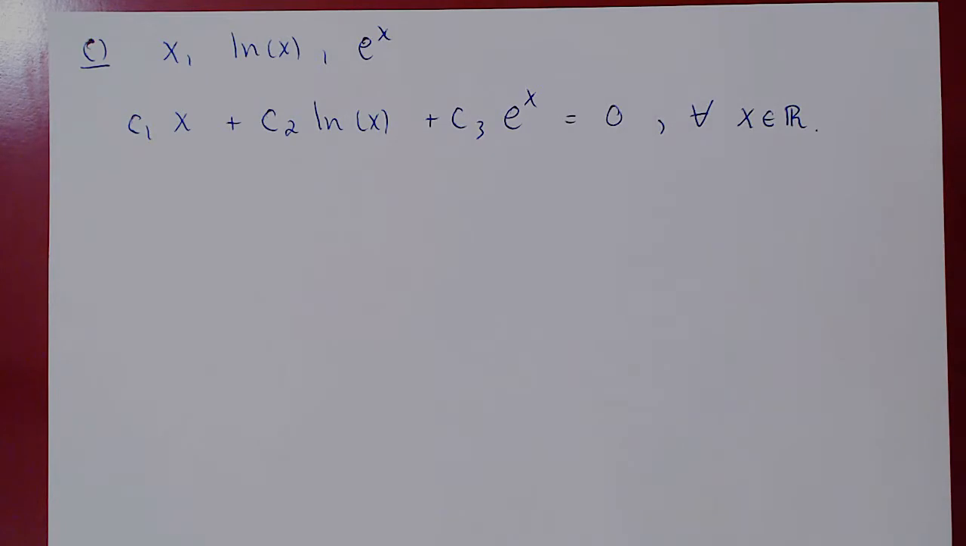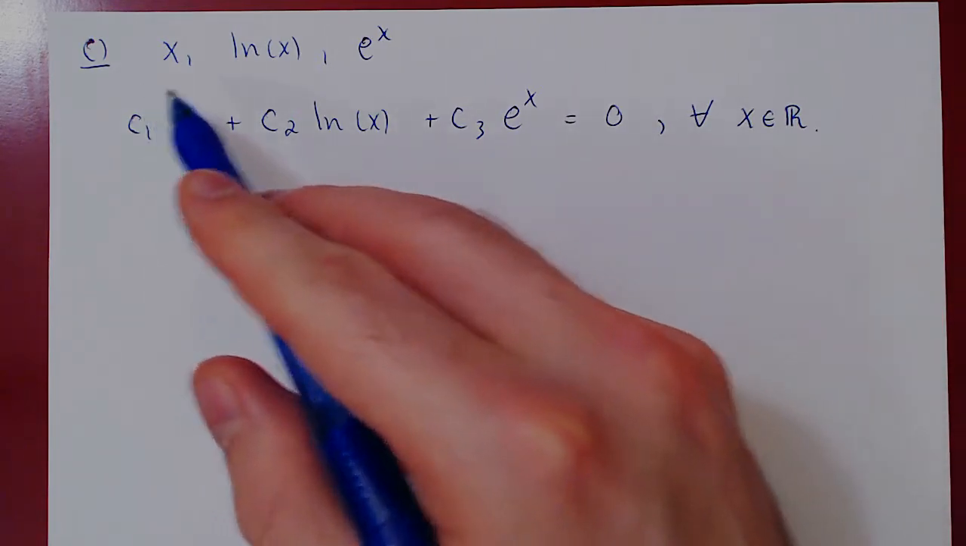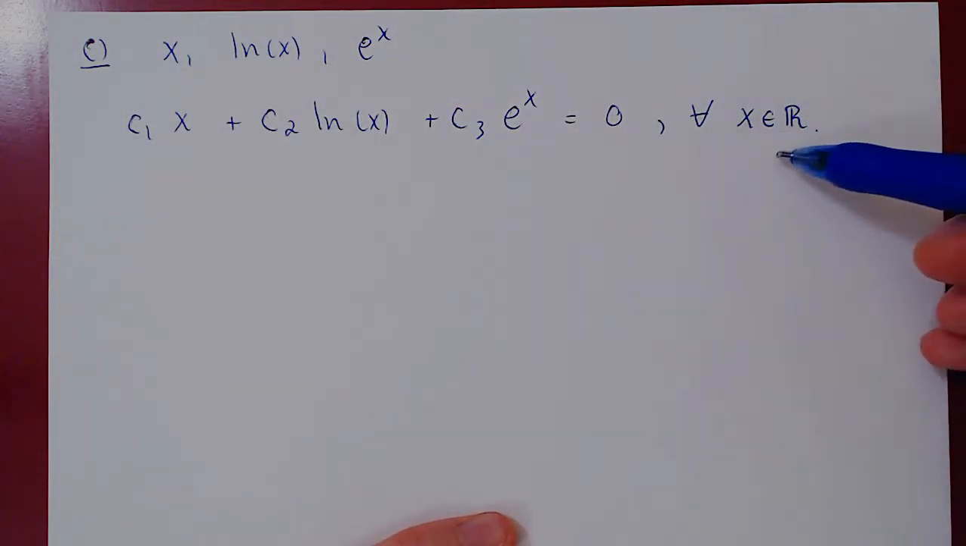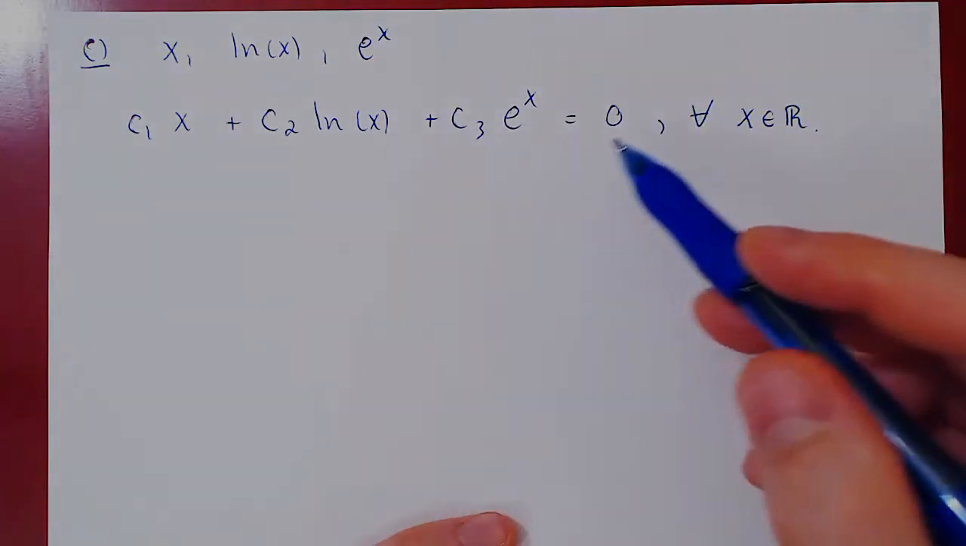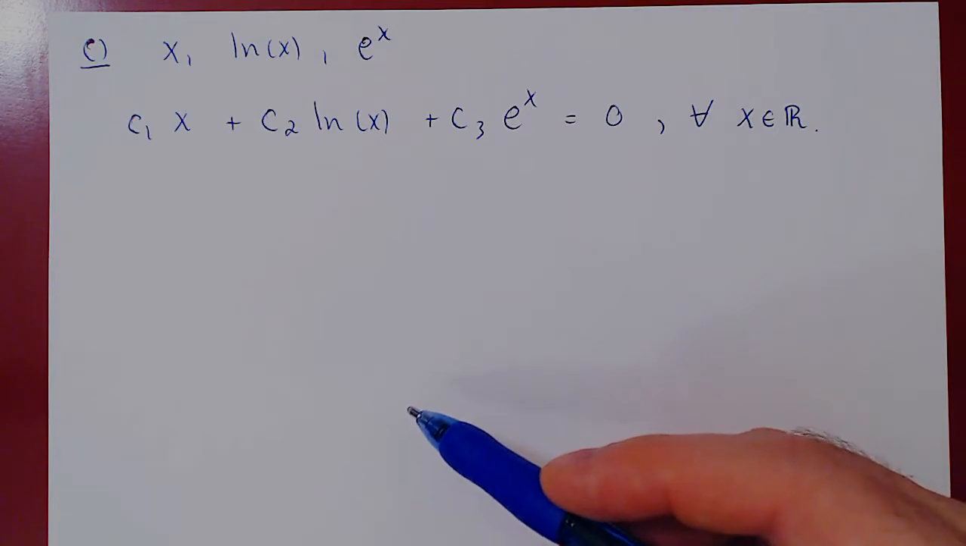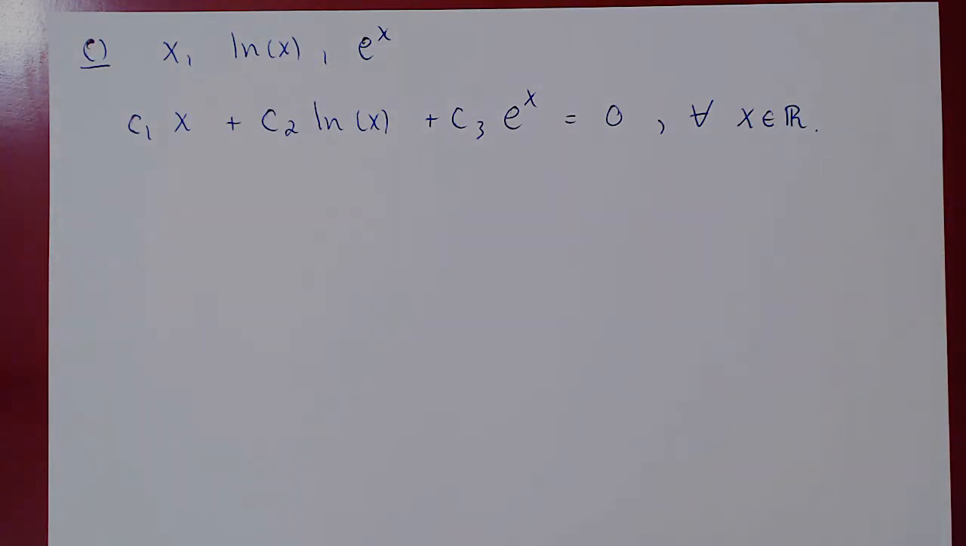Another question is, how do we decide whether or not these three vectors are linearly independent? Well, once again, we will take advantage of this fact. This equality must be true for any real value of x. Well, there are several ways of attacking this problem.